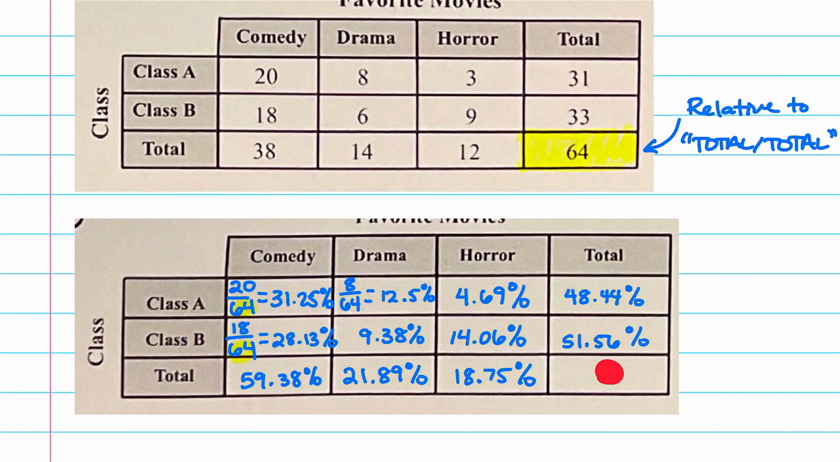How do I get the total over here? Well, a couple of different ways. You can either take the 64 divided by 64 on your calculator, you're going to get 1. Take that 1, move the decimal 2 times to the right, and you should end up with 100%.